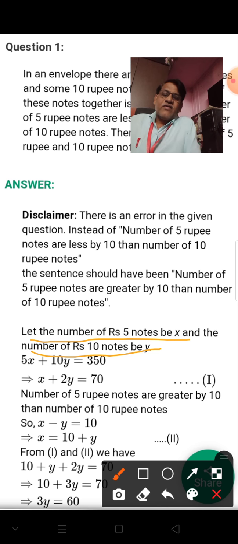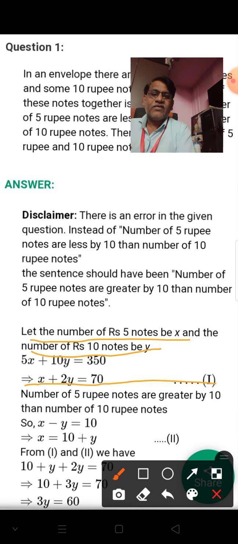When we divide this equation by 5, you get x plus 2y is equal to 70. This is equation number 1. So this is the first equation. You form the first equation.